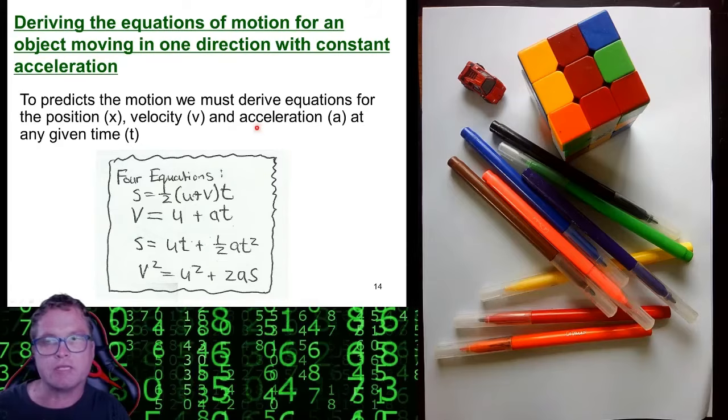So the goal then is to predict the motion. We must derive equations for different quantities, for the position x, for the velocity, the acceleration, at any given time. So this is the goal, to have expressions for each of x, v, and a at any given time. These are the 4 equations that we're actually going to derive.